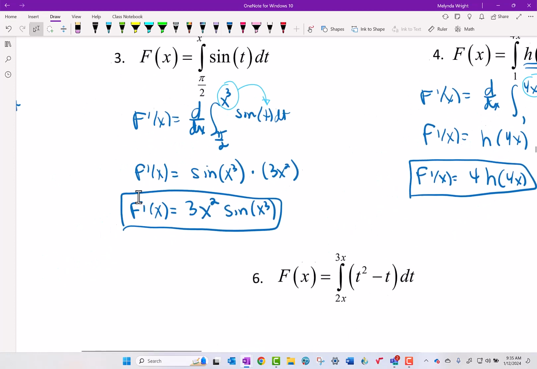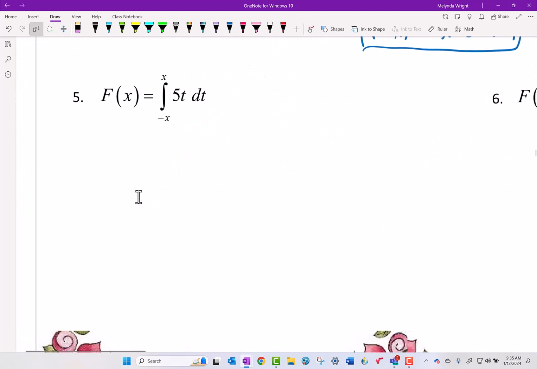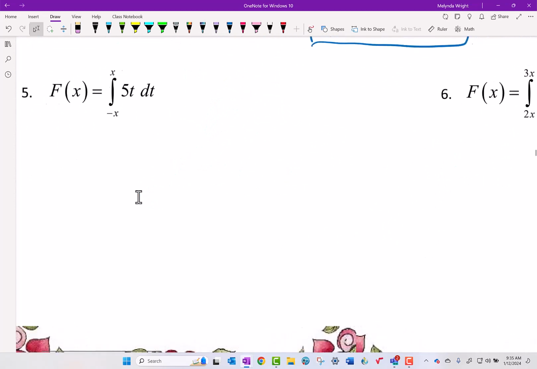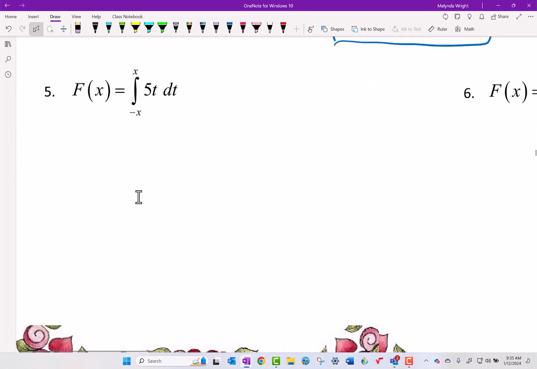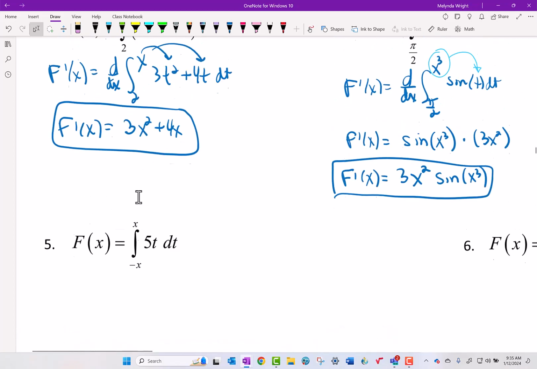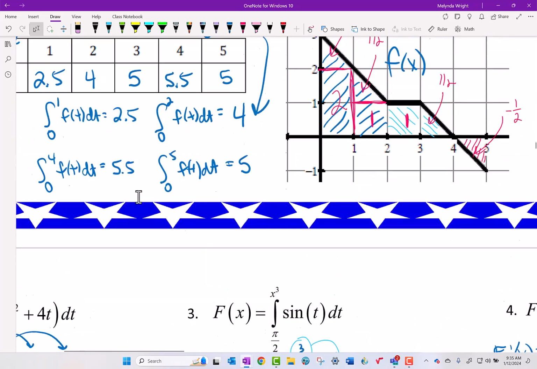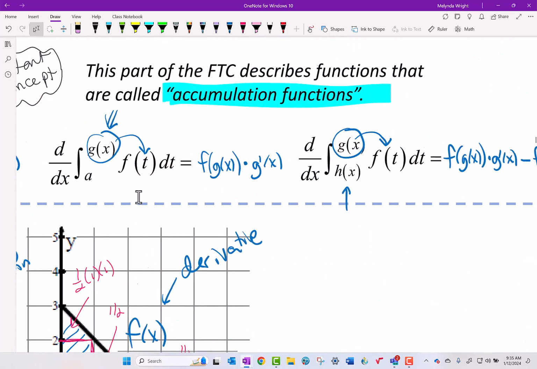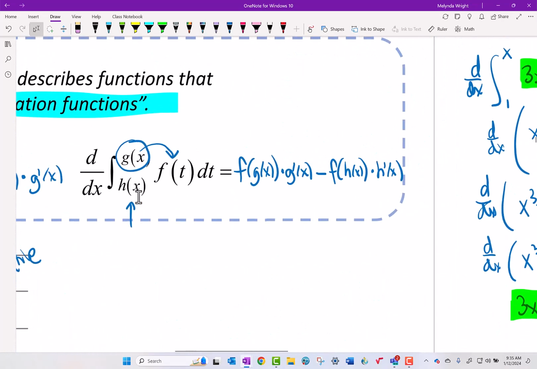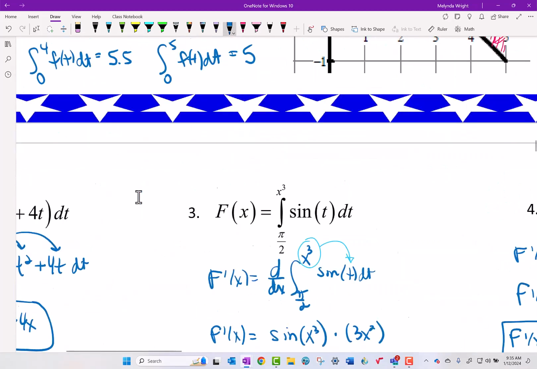All right. These last two are the really super weird ones, because they're the ones where we've got to use this last formula right here, where we've got a function on the lower bound and a function on the upper bound. We're going to have to do this subtraction business. So let's take a look at those two questions.